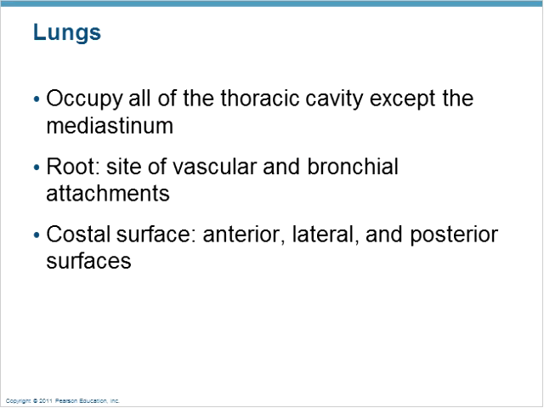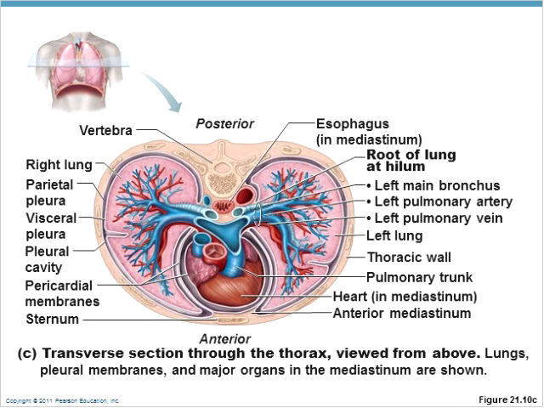The lungs occupy all the thoracic cavity, except for the mediastinum, where the heart and some of its cardiovascular structures and some other things are located. The root is the site of vascular and bronchial attachments, and the costal surface, the anterior, lateral, and posterior surface, is really what we're talking about.